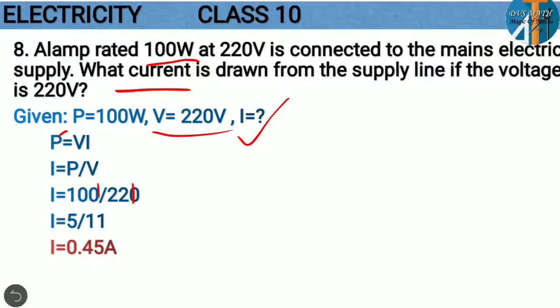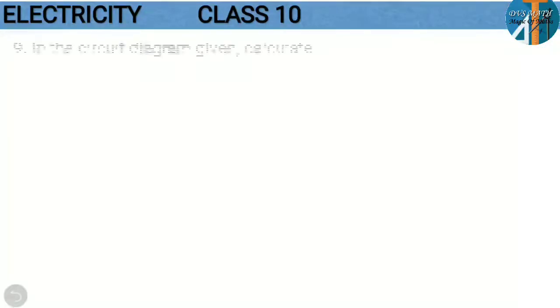So first write the given. And remember you have three formulas for P. P is equal to VI, P is equal to I square R, P is equal to V square by R. Depending upon the given, select the formula. Going for the next, the ninth one.